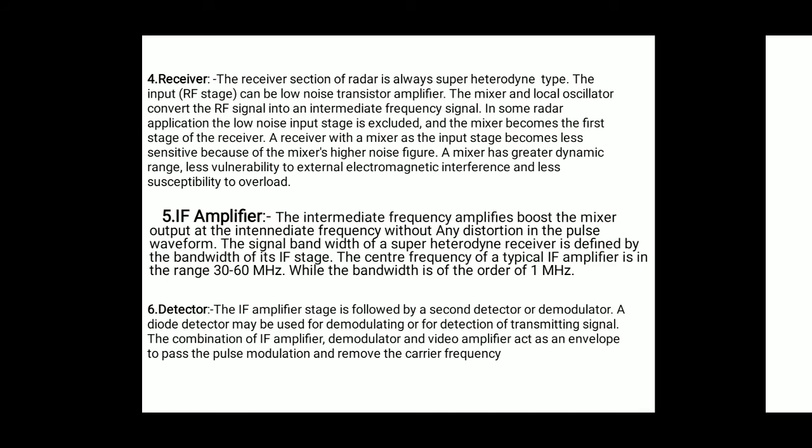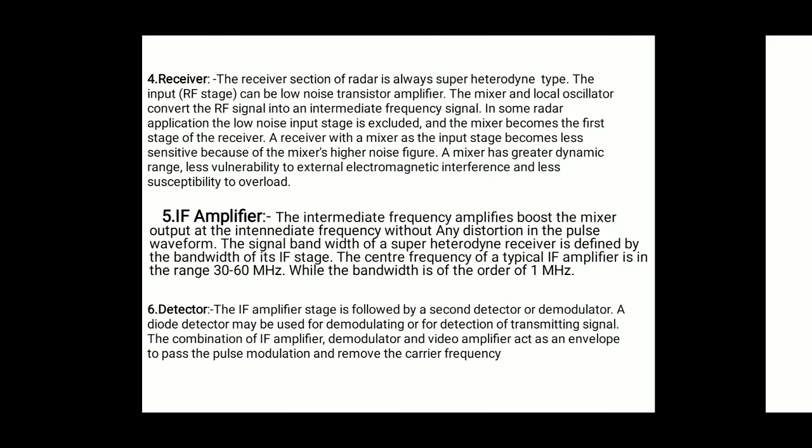The fifth component, the IF amplifier, the intermediate frequency amplifier, boosts the mixer's output at the intermediate frequency without any distortion in the pulse waveform. The signal bandwidth of a superheterodyne receiver is defined by the bandwidth of its IF stage. The center frequency of a typical IF amplifier is in the range of 30 to 60 MHz, while the bandwidth is of the order of 1 MHz.